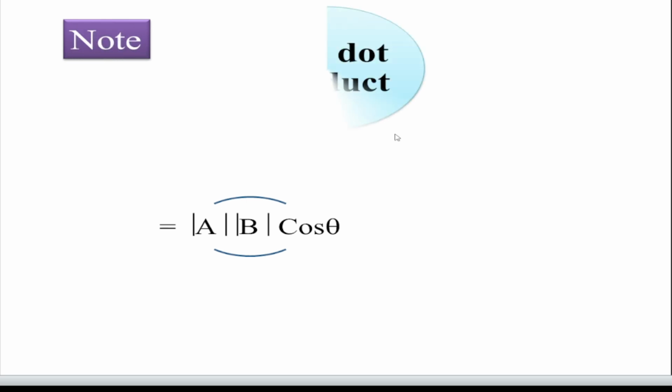The dot product of two vectors, let them be vector A and B, is a scalar, a pure number, a single number or quantity. It is calculated by multiplying the magnitudes of vector A and vector B and then the cosine of the angle between them.